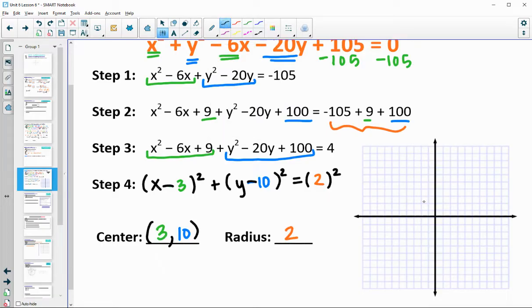So if we wanted to draw, you could just draw a quick sketch of this in your book, but we'd go to 3, 10, would be the center. And then you can draw a radius of 2. So you're just sketching it. You don't have grids in your book, but you can just draw a sketch. And that would be the circle.